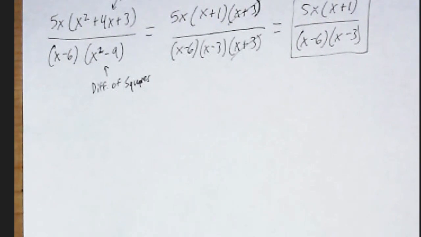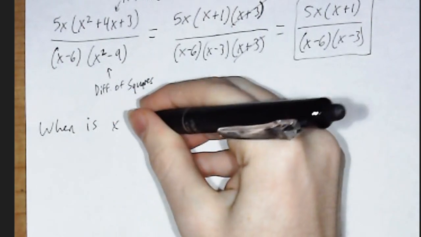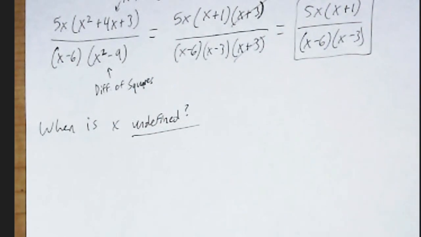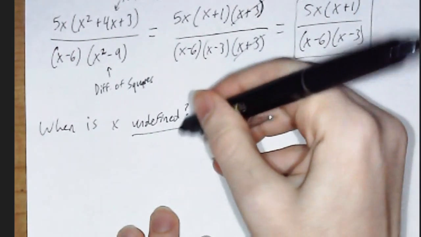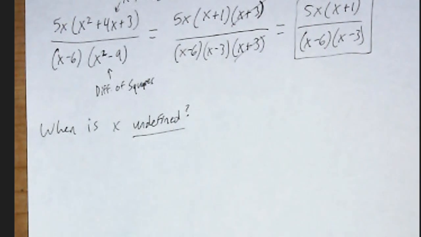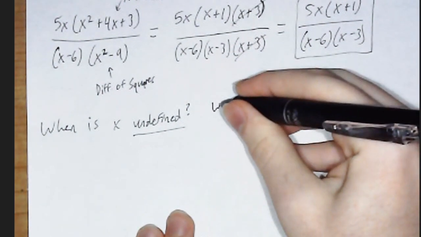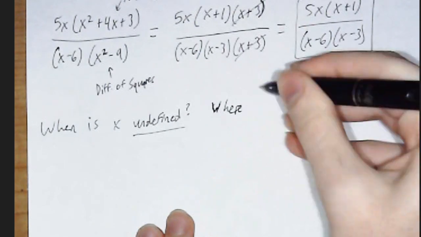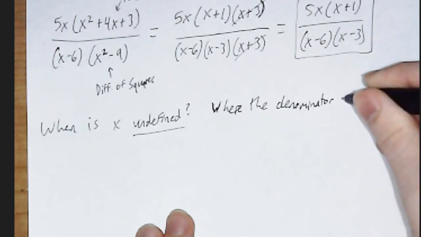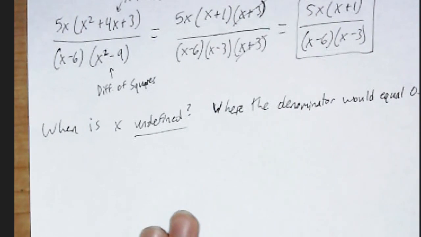Now the other new topic of this lesson is, when is x undefined? Now, this word undefined, we've seen it tossed around in a couple of different algebra classes, and the word undefined is usually associated with division by 0, and that's true here as well. It's where the denominator would equal 0.